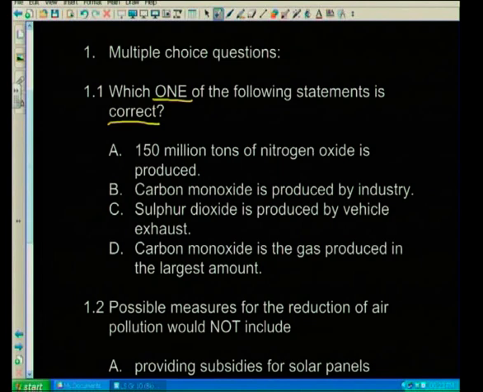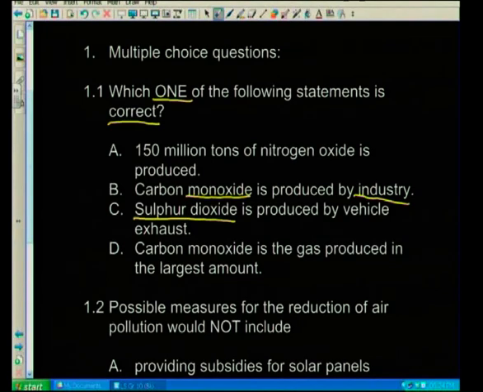Now, by reading each of them, like I said, you read the first one: 150 million tons of nitrogen oxide is produced, which sounds very correct to me. But let's read the next one. Carbon monoxide is produced by industry. I think you and I know that that is not really true, because it's carbon dioxide that is produced by industries. Remember, industries use a lot of fossil fuels, and those fossil fuels produce a lot of carbon dioxide in the atmosphere.